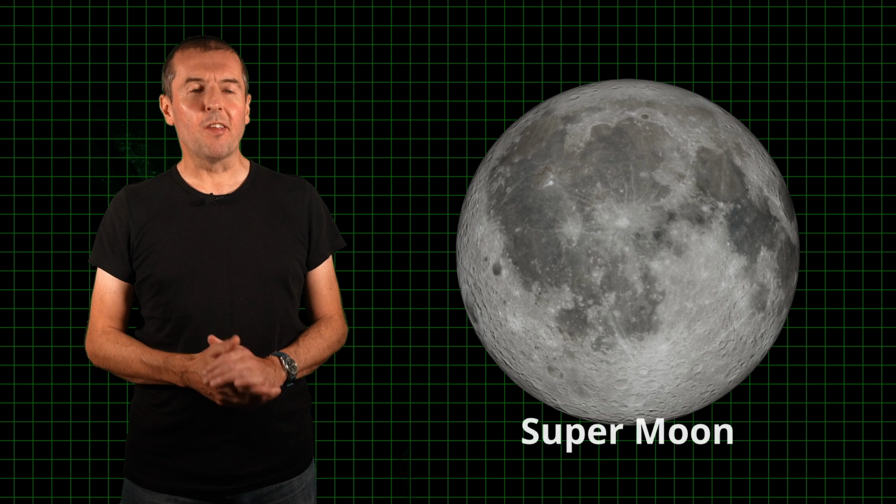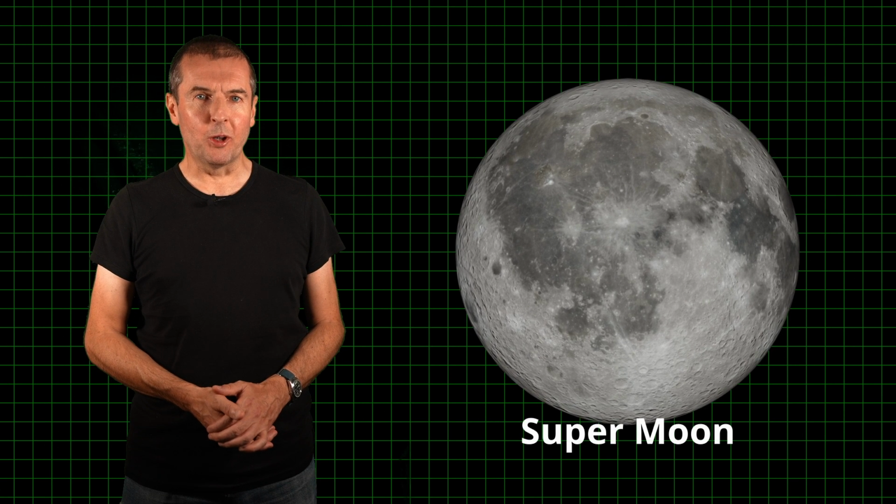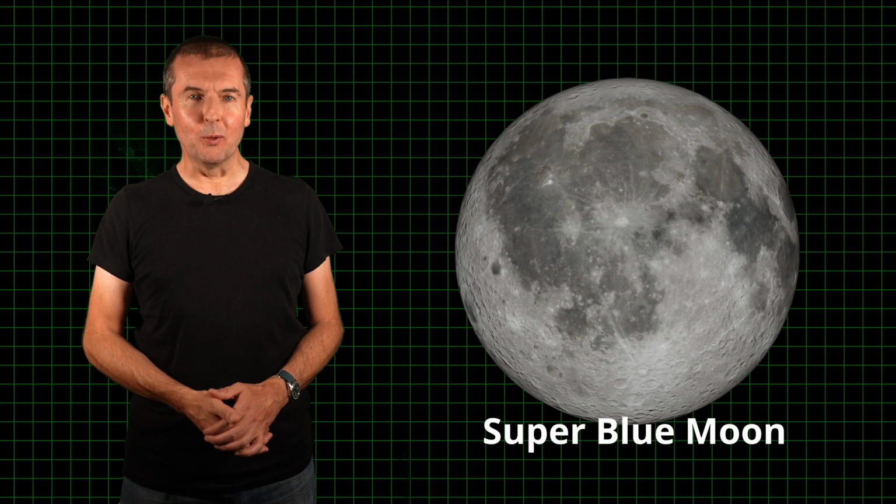Sometimes the moon is at its biggest when it's a new moon and shrinks as it approaches full moon. But at other times, the full moon takes place when the moon is at the biggest and this is a supermoon. And if this happens to be the second full moon in a month, then it's a super blue moon.